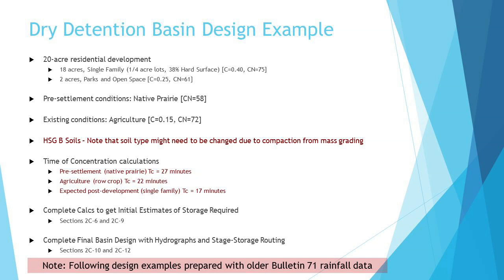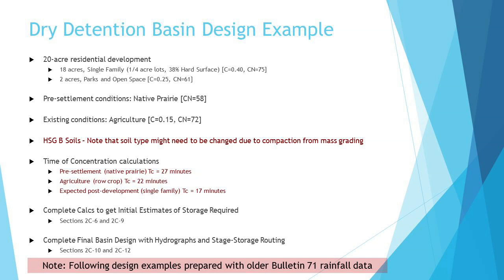Note the following design examples were prepared with older Bulletin 71 rainfall data. That is the rainfall data that currently is in the Iowa Stormwater Management Manual and was just recently updated out of SUDAS. So the calculations in these examples use that old rainfall data. So please don't copy my rainfall rates and use them in your calculations because they'll be wrong. But the methods are still what are important. So I just wanted to highlight that there.